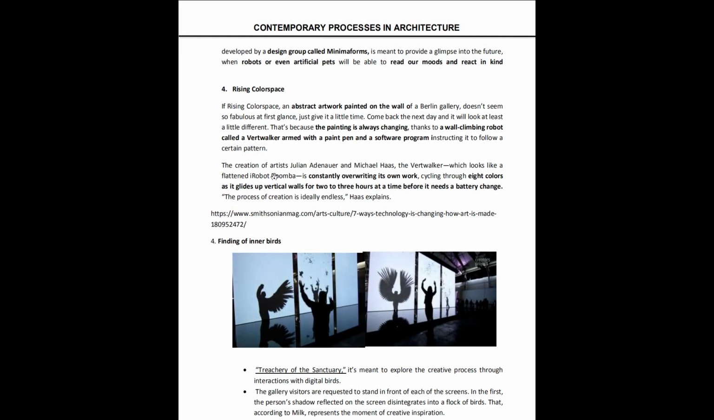Now, Rising Color Space is another interesting factor, where an abstract wall is painted on the Berlin Wall. This is an abstract painting. For example, if you see here, this is a wall being painted by this particular robot. This is an abstract artwork of this robot. The people who make these robots give them good coding so the robot understands. If we look at this video, it explains why, where, and how the robot works.